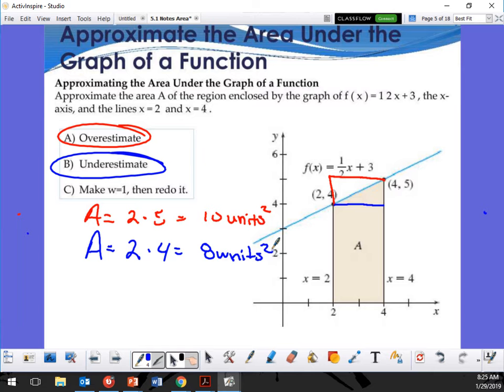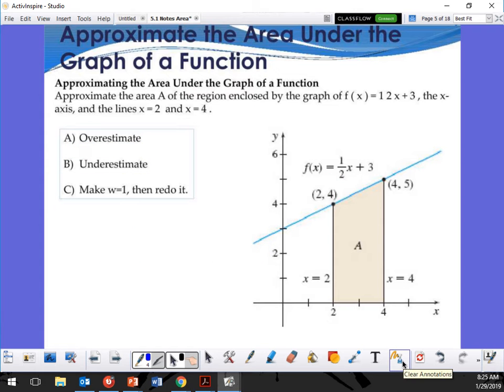Alright, so now we're going to redo it, but we're going to make our W be 1. So I'm going to redo it with the overestimation. So now that means I'm going to use a right hand, so my width is going to be 1. So I need to go from there to there, and then from here to here.